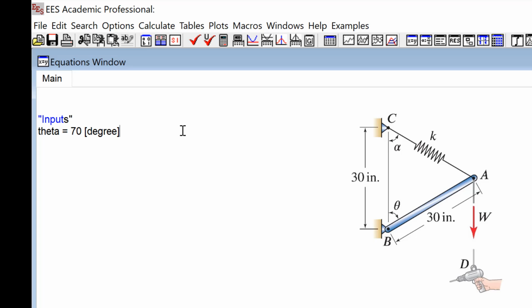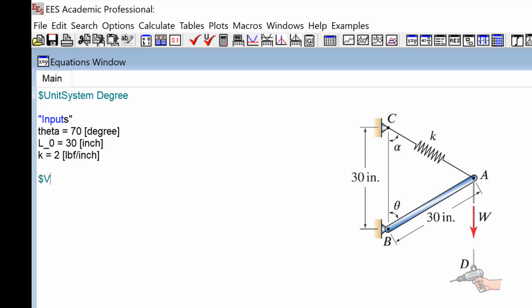So the inputs to this problem are that theta is, for us, we're going to assume it's given, so 70 degrees. And again, this is going to be an assumed value of the angle theta. I know the free length, the unstretched spring length, so L0 is 30 inches. And I know the spring stiffness is 2 pounds per inch. And since I'm dealing with angles here, I better set the unit system to be degrees.